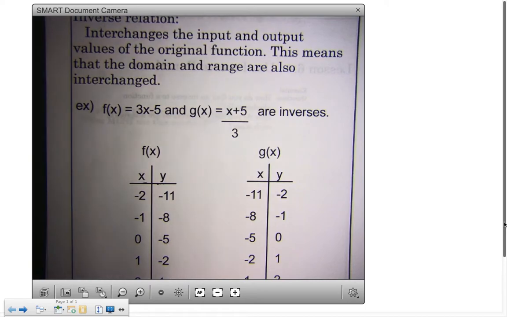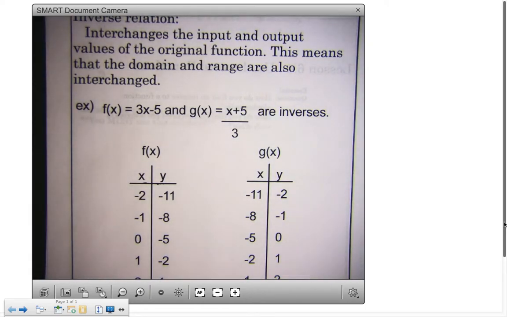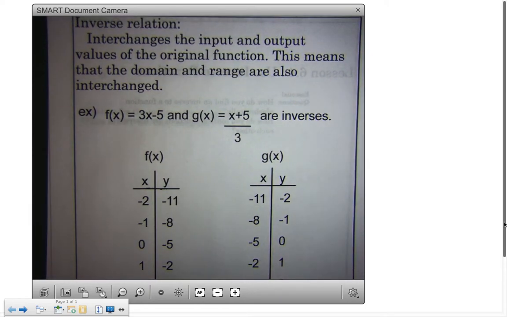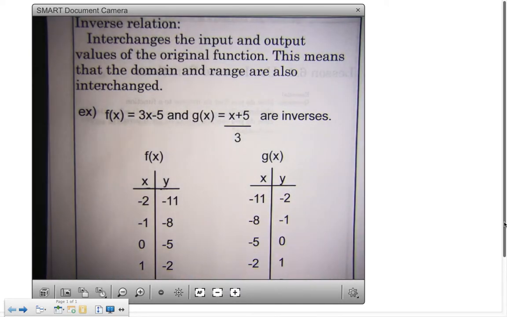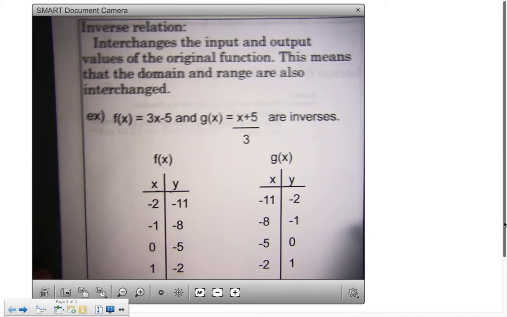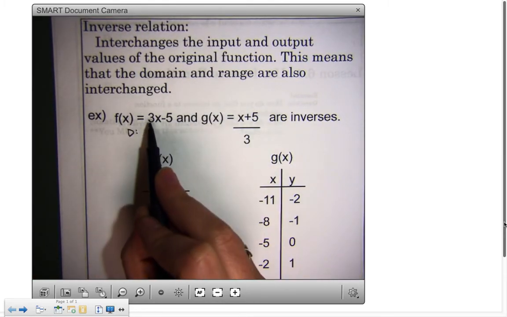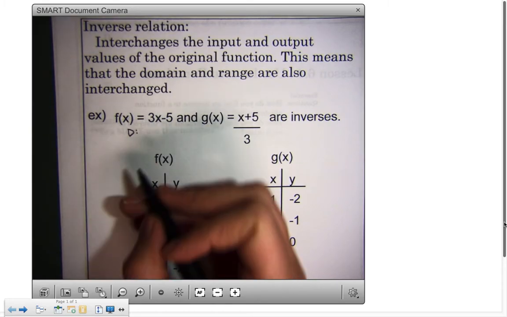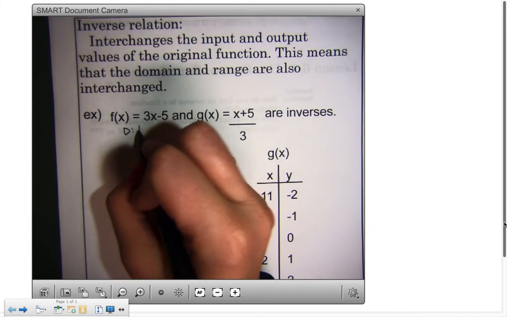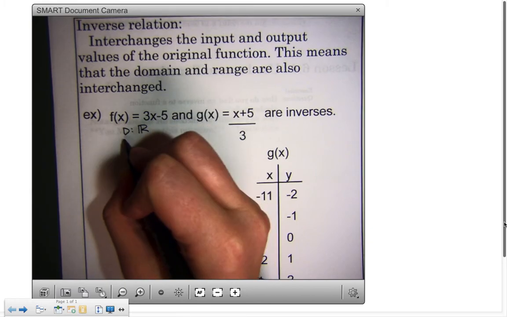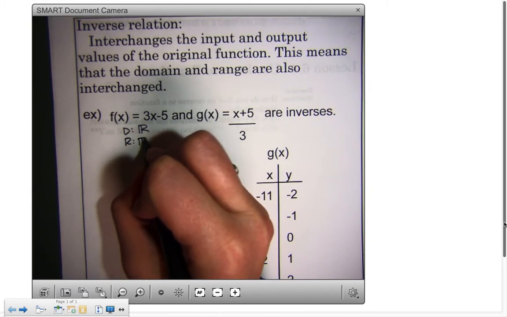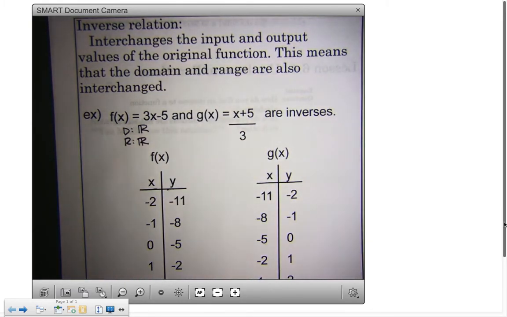When we talk about a function and its inverse, we are also going to look at the domain and the range. Those are also switched. So if we look at the domain of this first function, f of x, that's just a line. It's in slope-intercept form. The domain of a line is all real numbers, and the range of a line is also all real numbers.